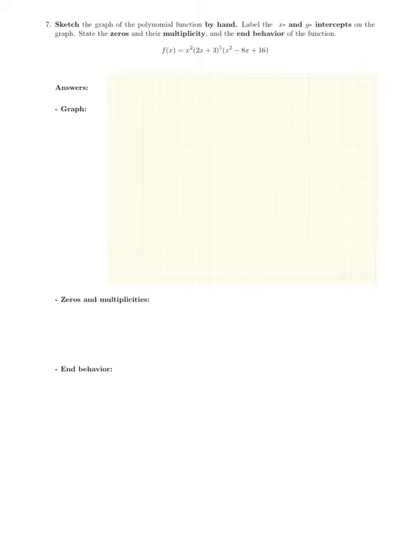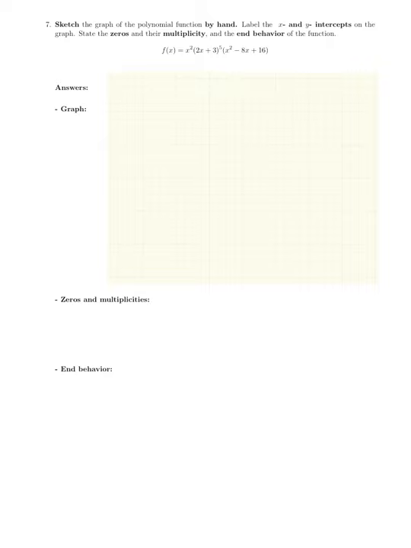All right, number 7. Sketch the graph of the polynomial function by hand. Label the x and y intercept and state the zeros under multiplicity and the end behavior of the function. Okay, so I just gave you this crazy looking polynomial, but let's first try to find the x-intercept and a y-intercept.